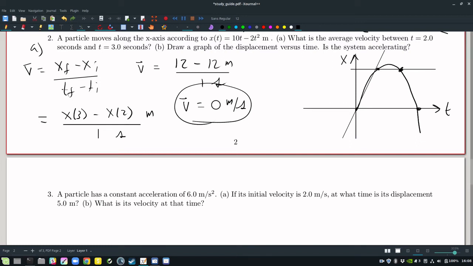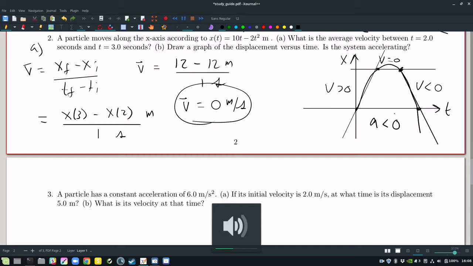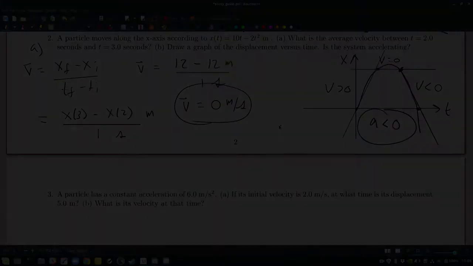The slope or velocity between here and here is a negative number, and so the system goes from positive velocity to about 0 velocity and then negative velocity. So clearly the acceleration has to be less than 0 because velocity is changing and it's going from positive to 0 to negative. All right, so let's take a break and we'll return shortly.